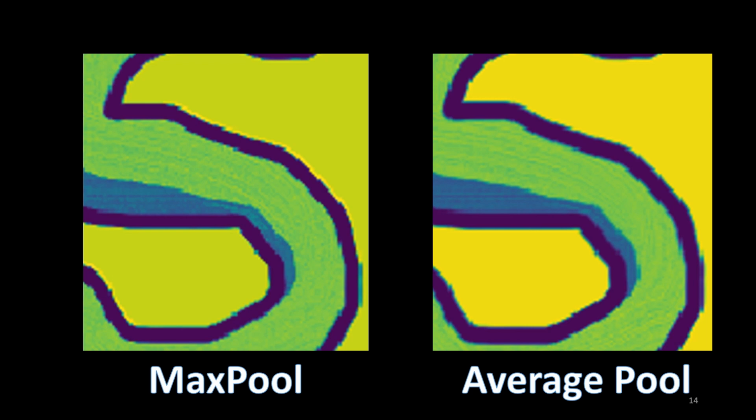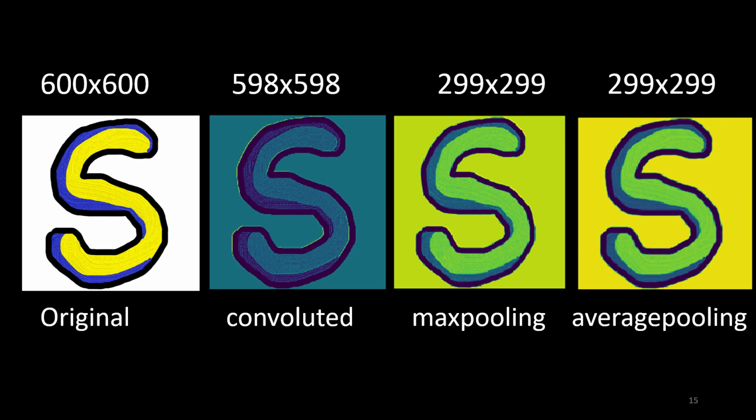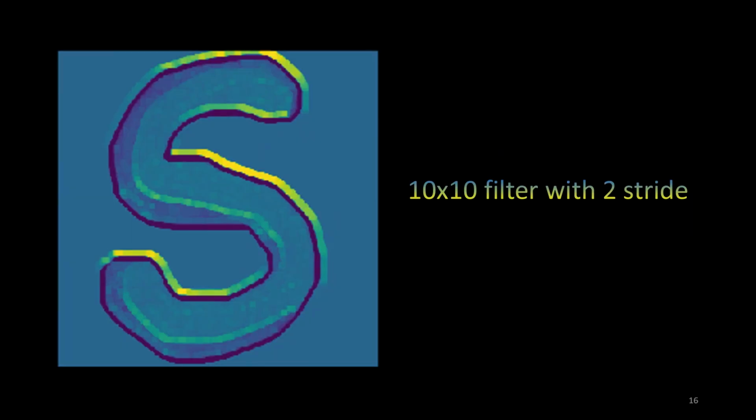And also, you have to consider the point that both of the pooling methods have done a great job in keeping the features of the input image intact. This is all the images side by side with their dimensions. Please have a look. This is a max pooled image with a filter size of 10 by 10 and stride 2.